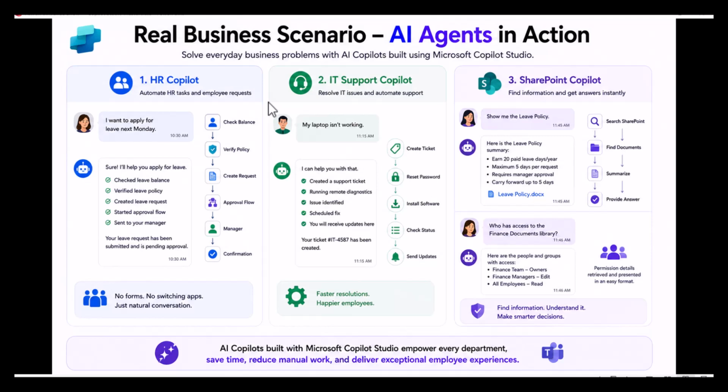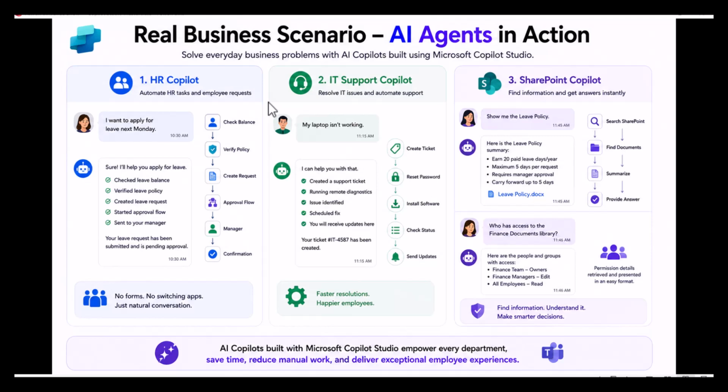Now let's imagine another department. Suppose you are working in IT support. Employees ask things like: my laptop is not working, I forgot my password, I need Microsoft Office installation, I need access to SharePoint. Instead of writing to the IT team, employees can ask the IT copilot. The copilot can create a support ticket, reset passwords, install software using automation, check the ticket status, and send updates. Again, all through natural conversation.